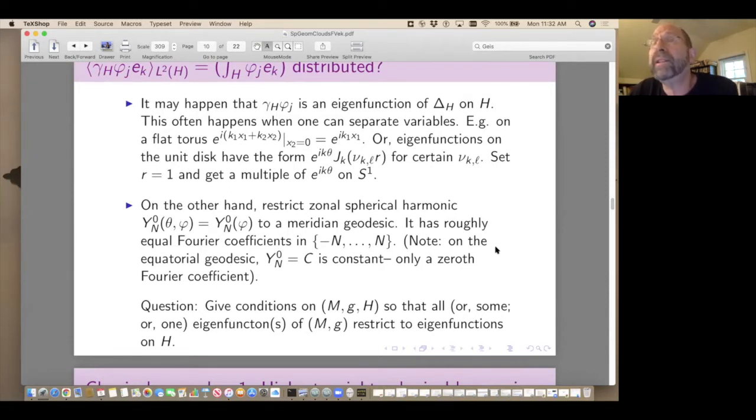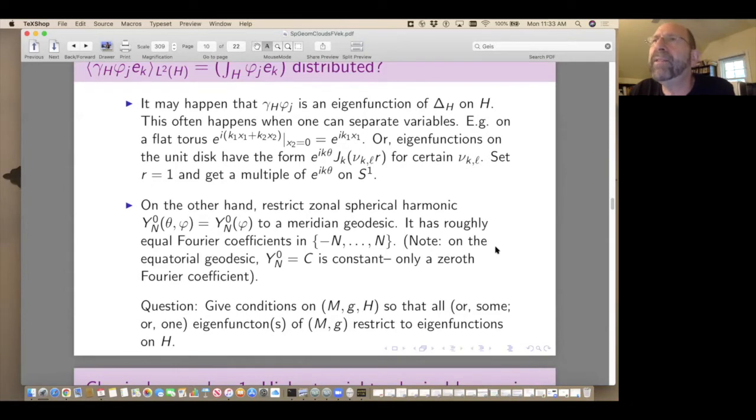Well, you could restrict these eigenfunctions, and I should have said that, to these latitude circles or to the equator, and they will have exactly one Fourier mode. So these are examples where the Fourier profile along the equator would be zero everywhere except at one point, where it jumps up. And it makes quite a big difference whether you restrict them to latitude circles or to the equator.